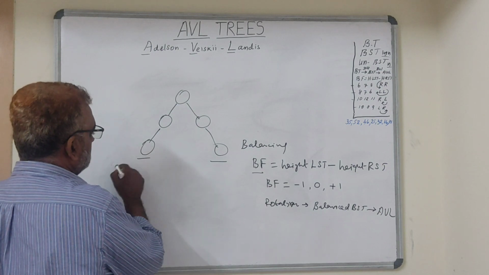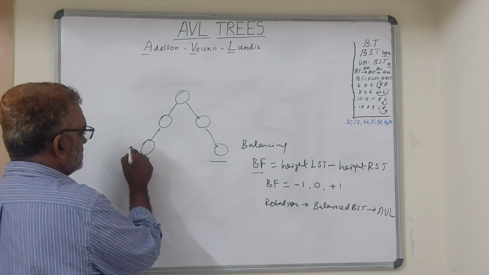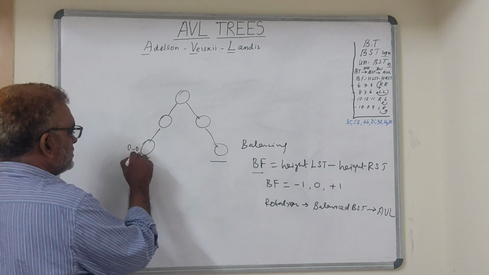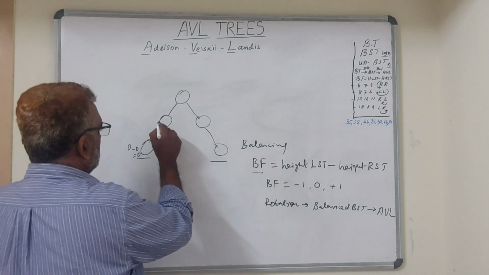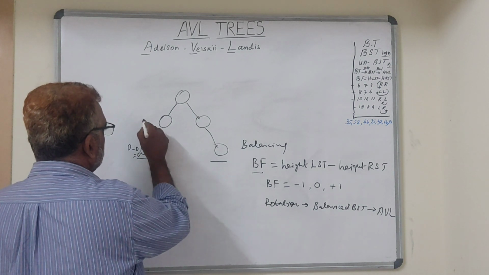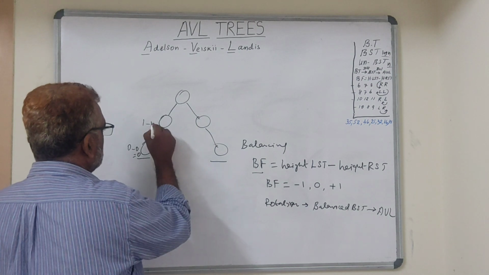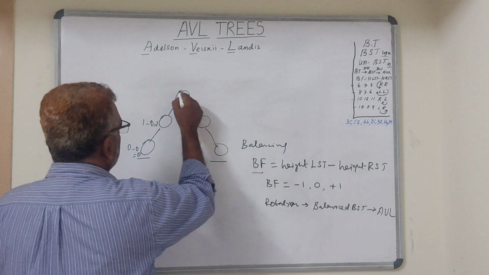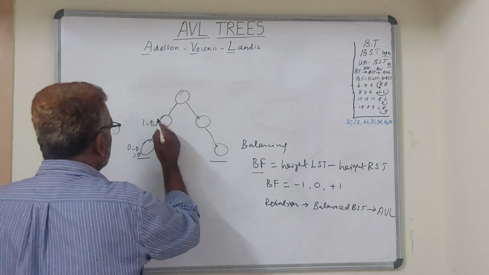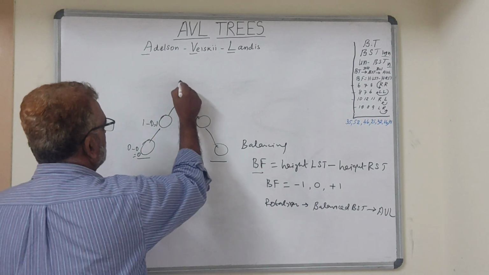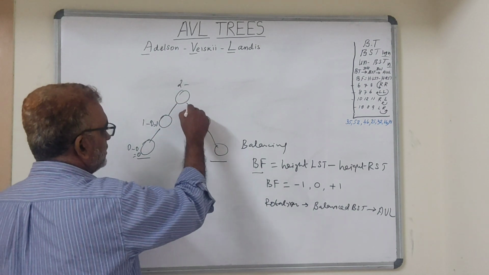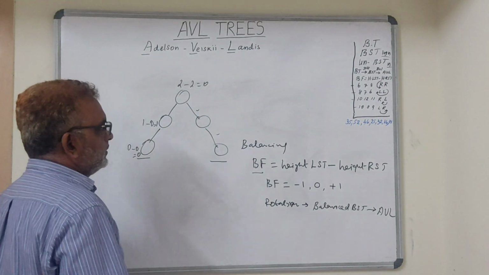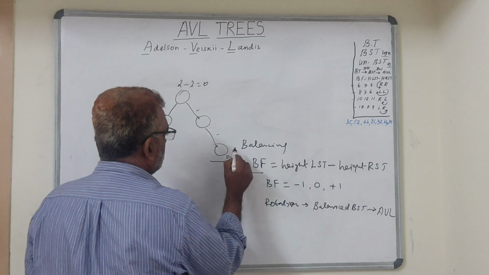Okay, so in this case we can find out the balance factor. For this one, there is no left subtree, similarly there is no right subtree. 0 minus 0 is nothing but 0. What about this one? On the left-hand side there is one node, on the right-hand side there is nothing. So 1 minus 0 is 1. Similarly, for this one, on the left-hand side you have 2 nodes, and on the right-hand side also 2 nodes. So 2 minus 2 is equal to 0. Similarly, this one is 0 minus 0, 0.